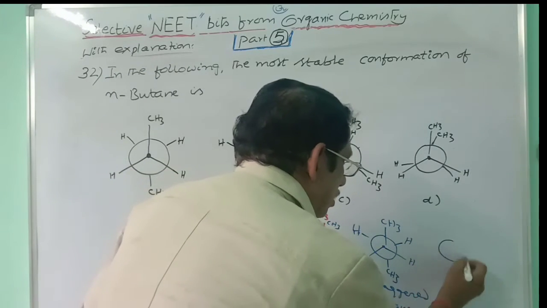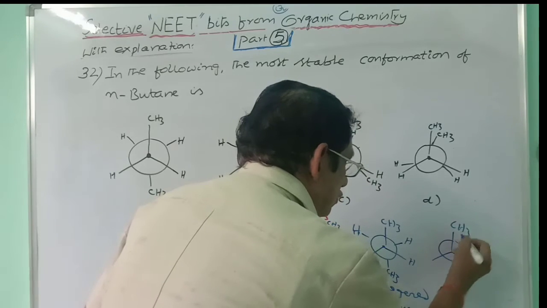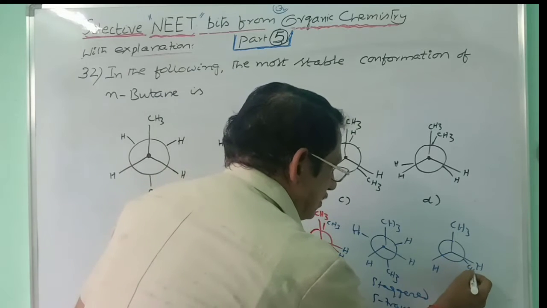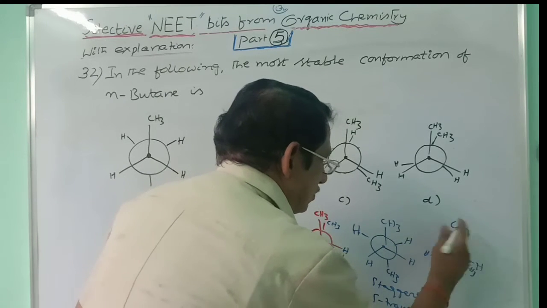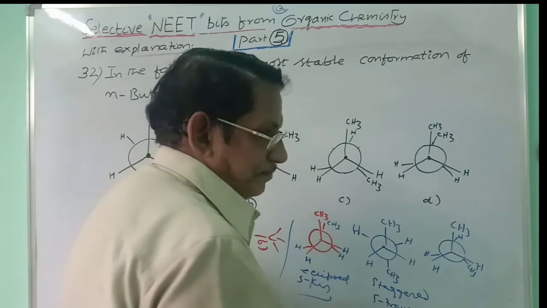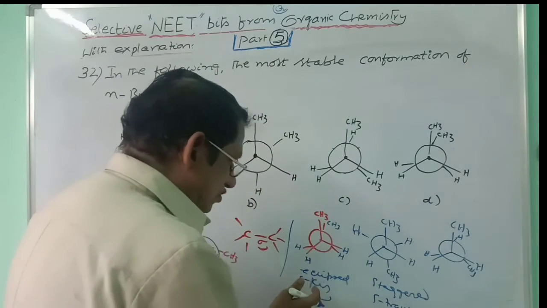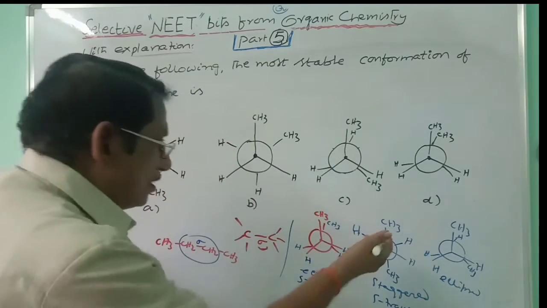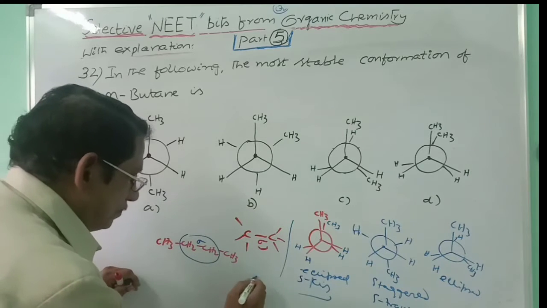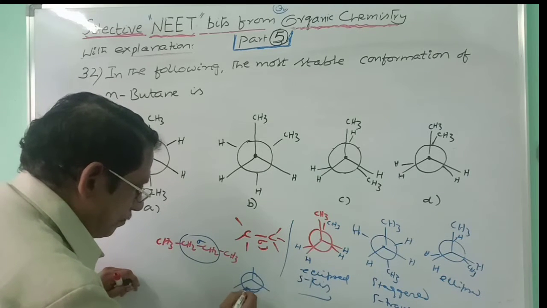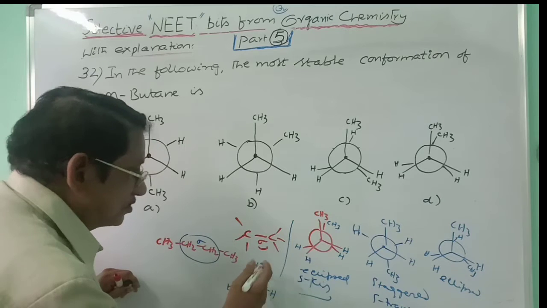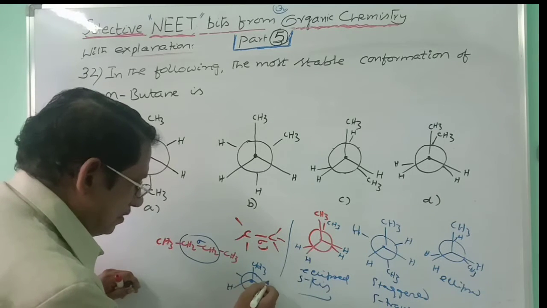Remaining, we can take here, for example, these three groups fixed here, and we are taking the other groups like this: CH3, H here, H here. This is also eclipsed, but it is not S-cis. So this is an ordinary eclipsed conformer. Similarly, you can take the other group like this: CH3, H here, H here. You can take here another staggered like this.